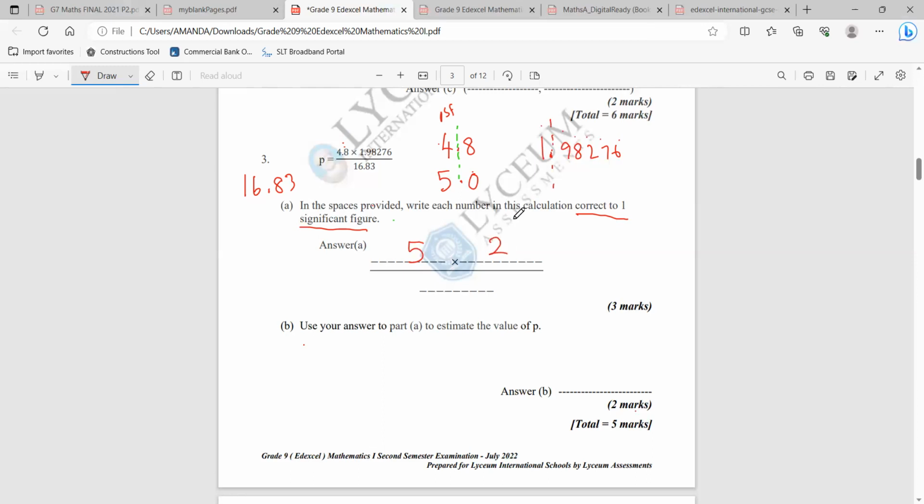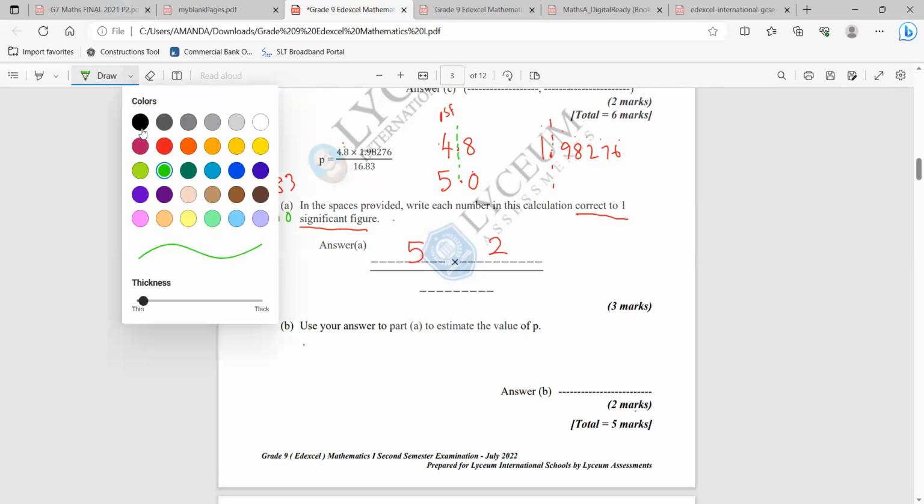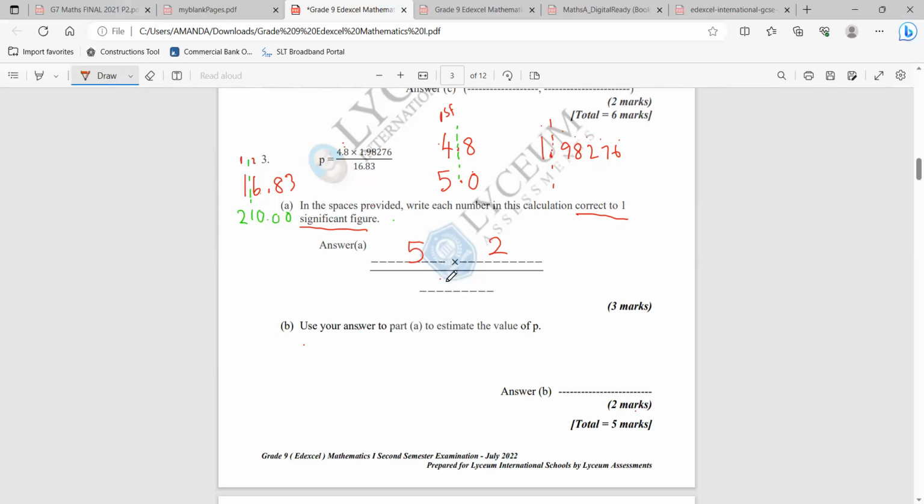The next number we have is 16.82. This is the first significant figure, second significant figure, third. And then, since we have to correct to the first significant figure, we are cutting it from here. This is where we cut it. So behind that line is 6. So when you're cutting off 6, it is again rounding up. So 1 becomes 2. All the other numbers turn 0. So that number is 20.